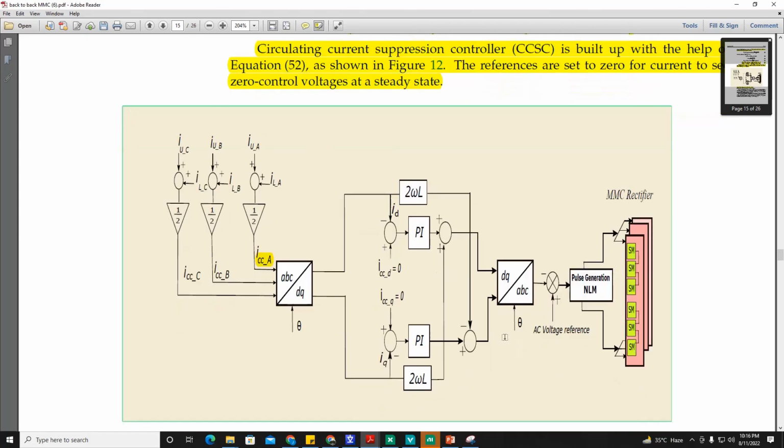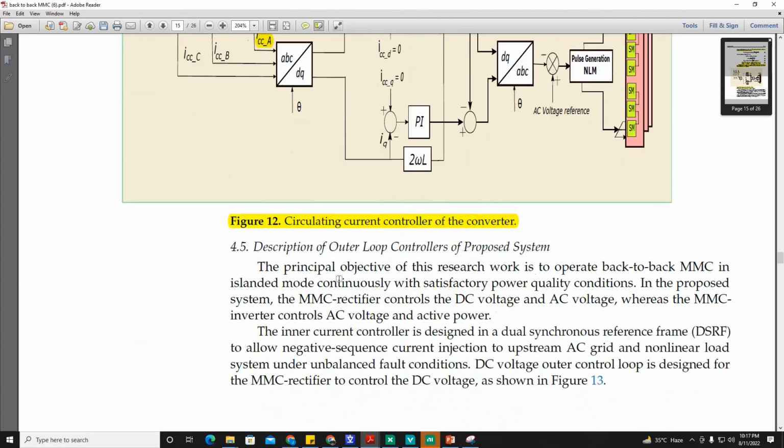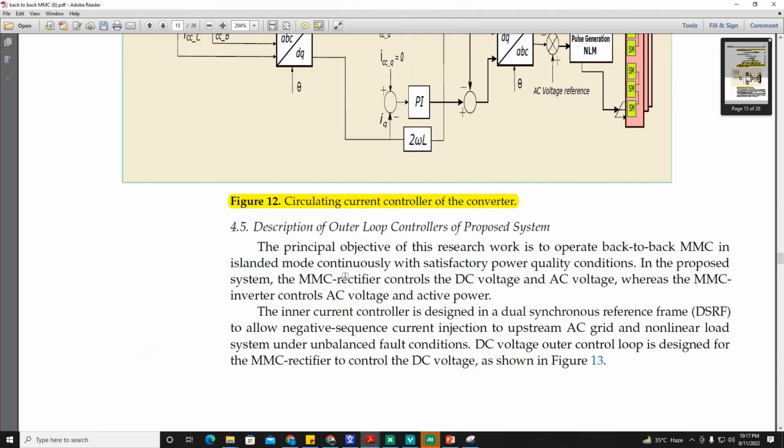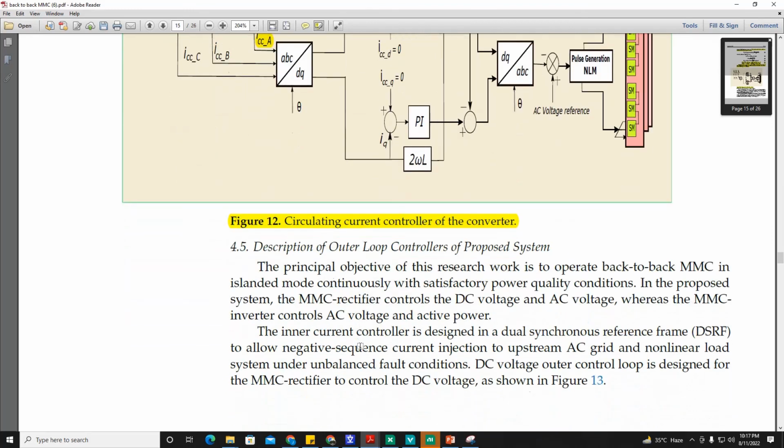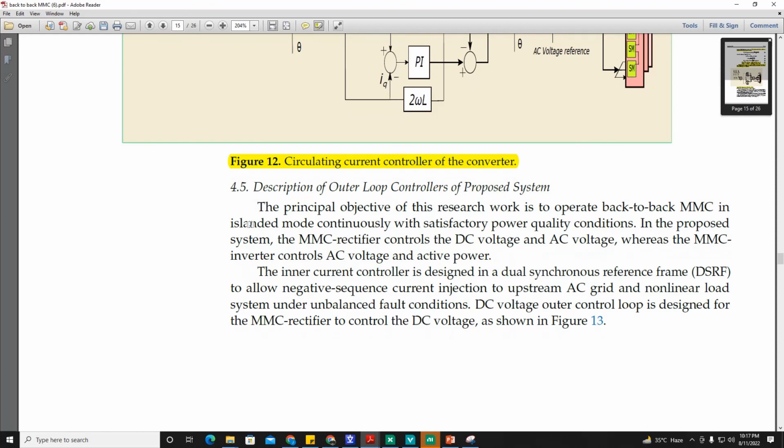So this circulating current controller for the inverter and rectifier operation will be the same. There will be no change in this controller. I hope the purpose of the circulating current controller is quite clear now. We'll discuss the remaining portion, the description of the output controller and results, in the third part of the video.